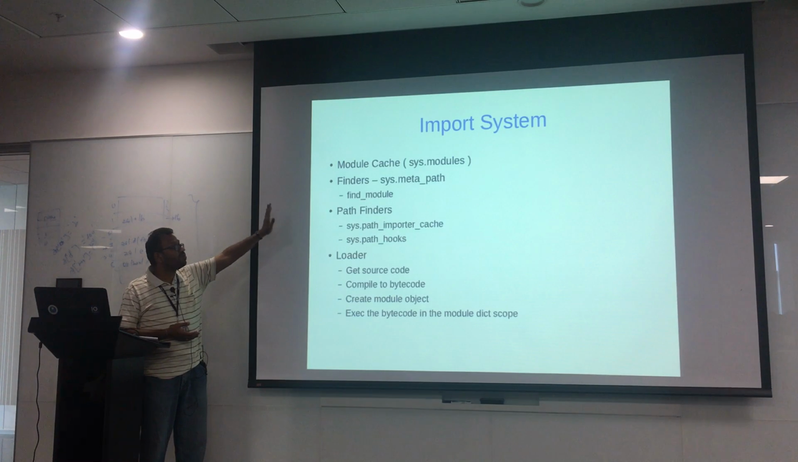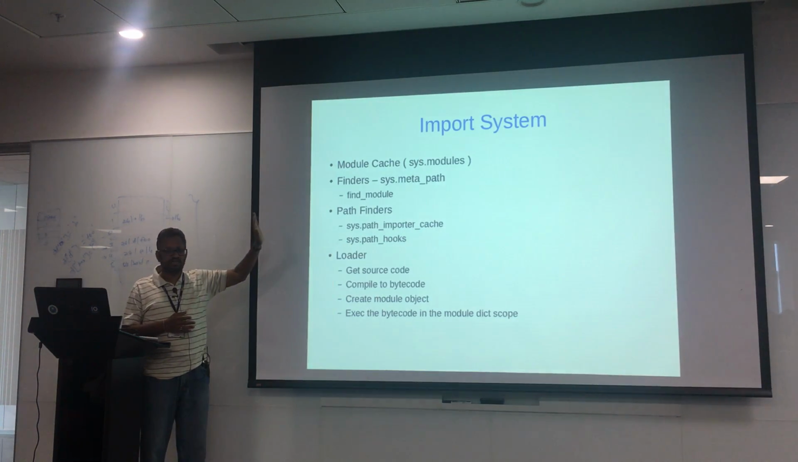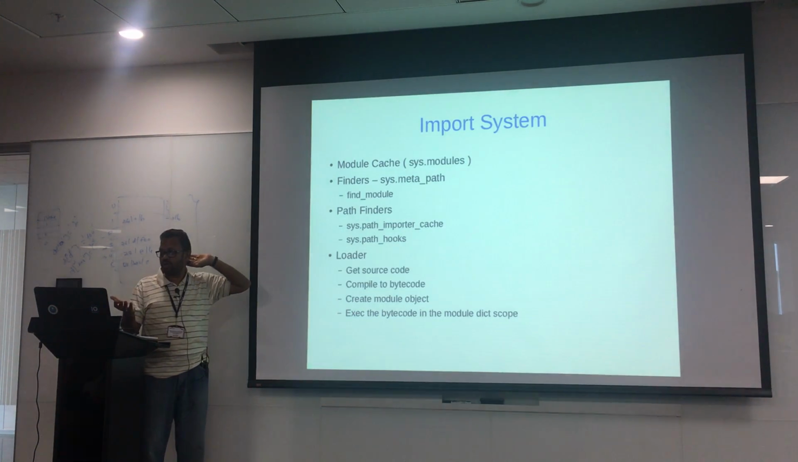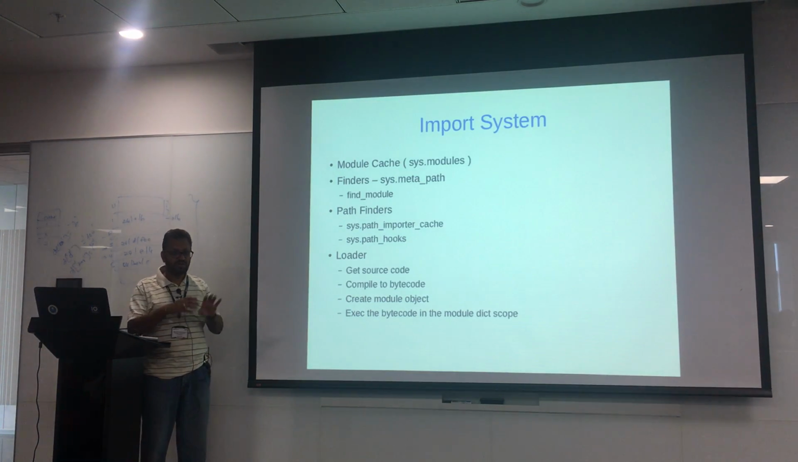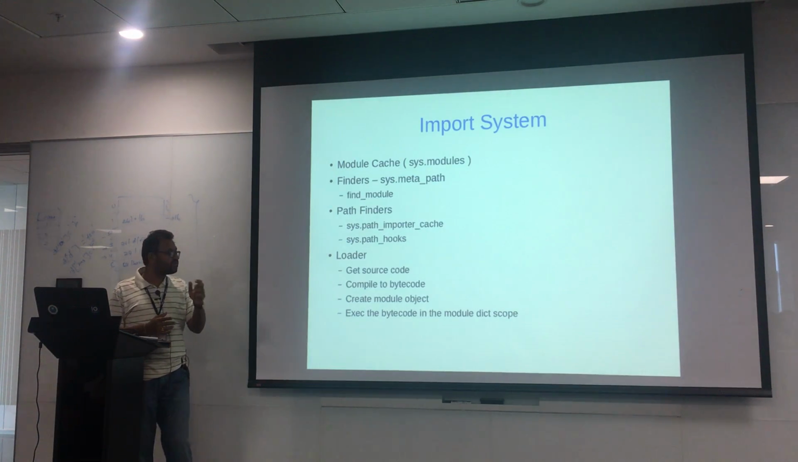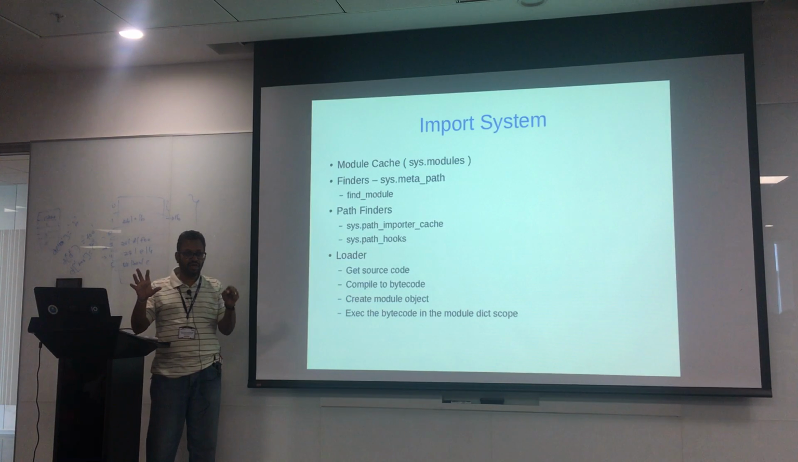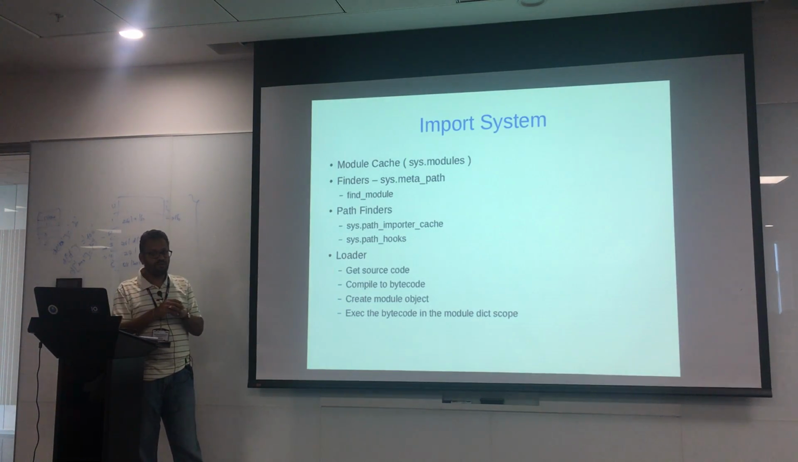Is that clear? So you start with the module cache, look at it. If it is not there, go back to the sys.meta_path finders. If it is there, one of the finders can give you the object back. If it's not giving you, go back to the default path finders. Find out if somewhere in the path you can find it. Once you have the object, read the source code, convert that into bytecode, create a module object, execute that bytecode in the scope of that module object, and then return that back to the system. At this point, it also puts it in the cache, so that next time you try to import it again, it will not do all the stuff because it's already in the cache.